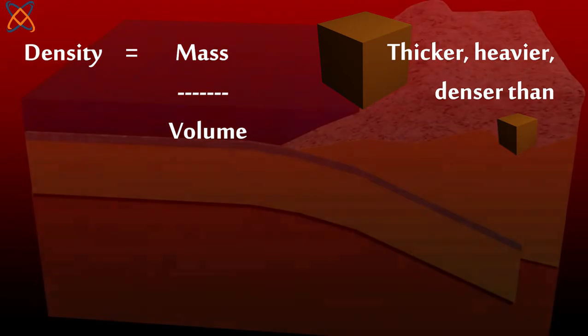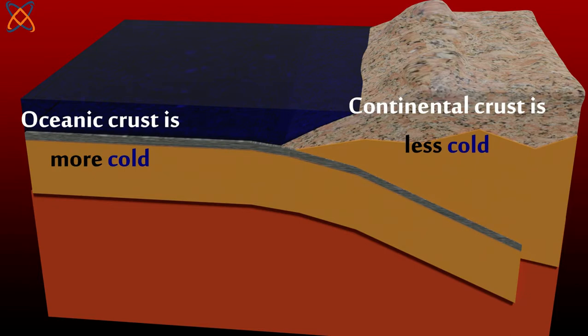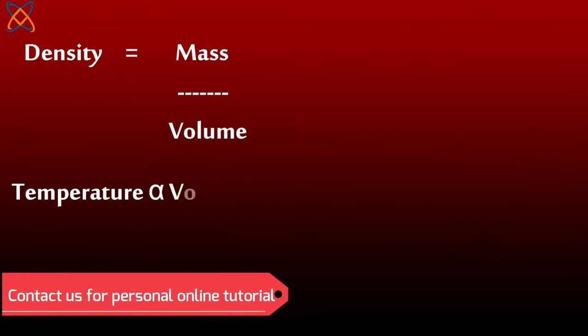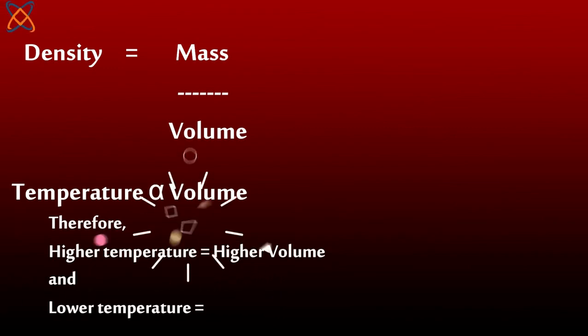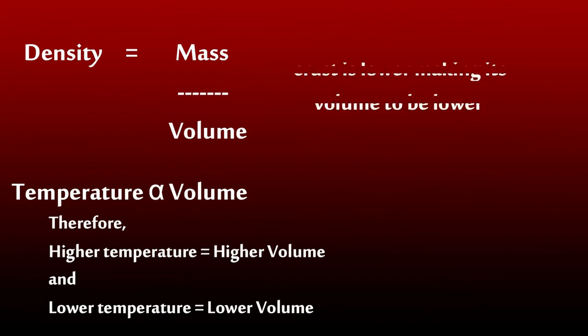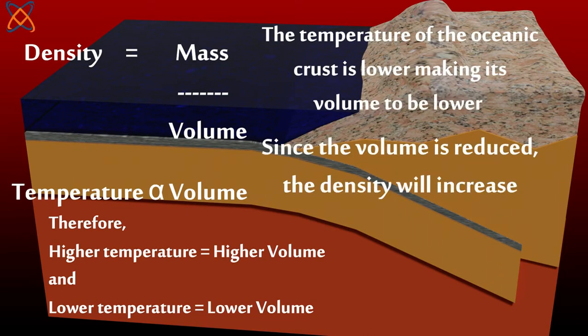But temperature difference between the oceanic crust and the continental crust is one of the factors responsible for this density difference. It is said earlier that the crust is cold. Temperature is directly proportional to volume. That's Charles's law. It implies that if temperature is higher, the volume will be higher, and if temperature is lower, the volume will be lower. Therefore, the temperature of the oceanic crust is lower, making its volume lower. Since the volume is reduced, the density will increase.